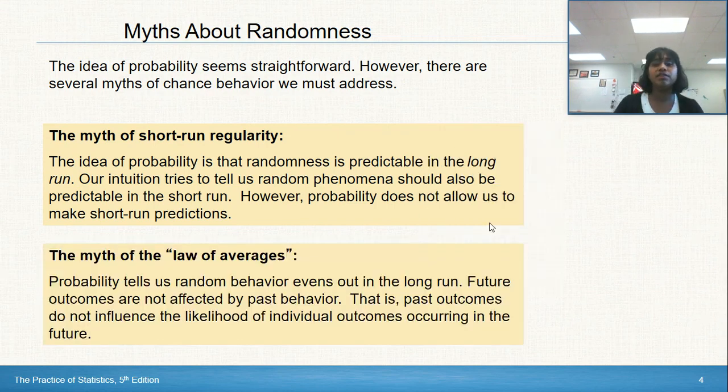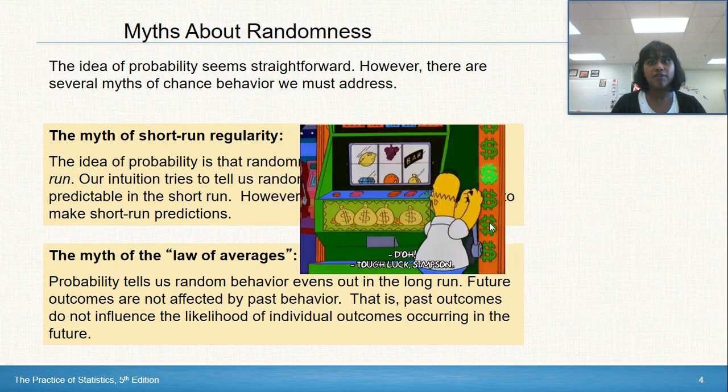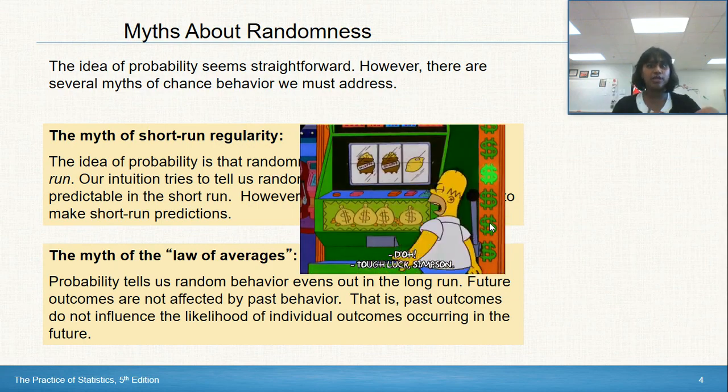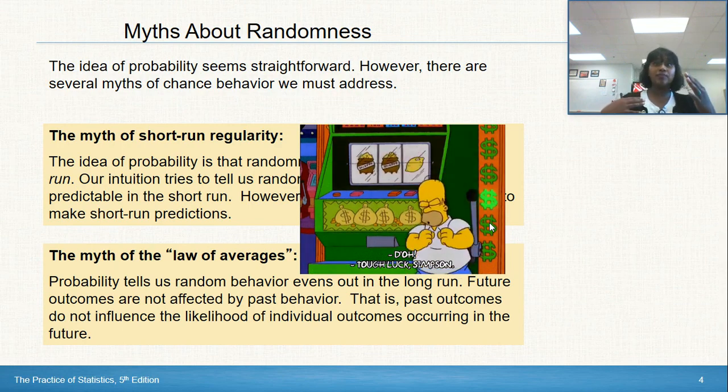All right, the myth of the law of averages. So probability tells us random behavior evens out in the long run. We know that, but our future outcomes cannot be affected by past behavior. Where we see the law of averages occur really often is what we call the hot streak in gambling or wherever else you might see that.